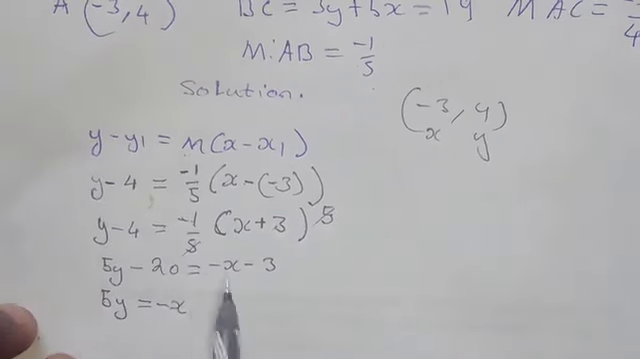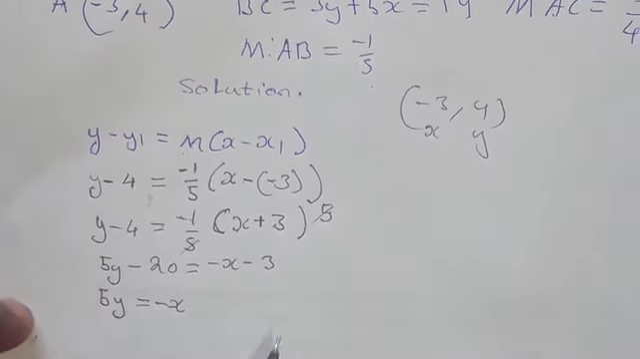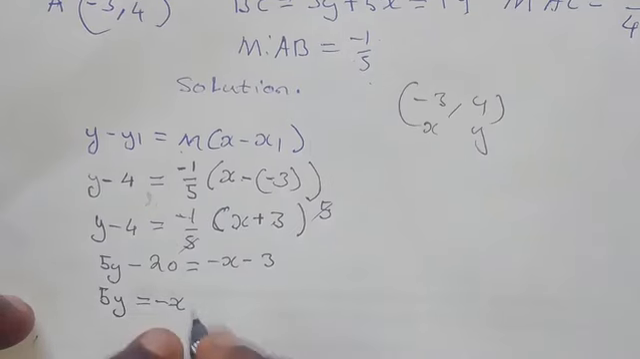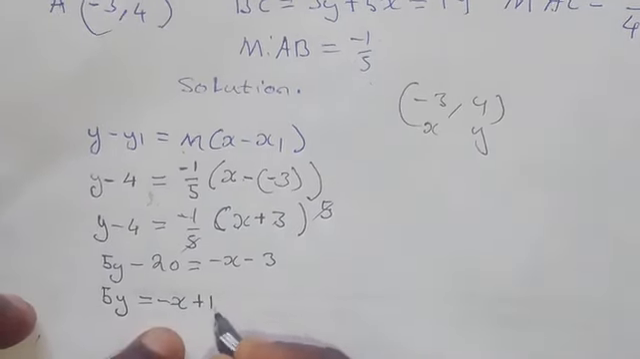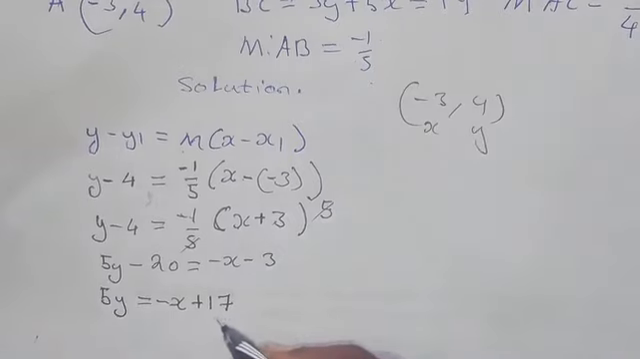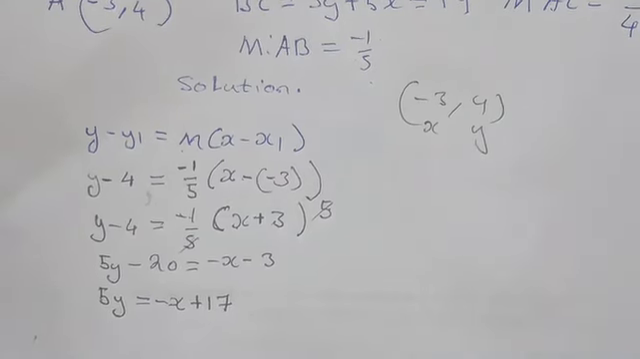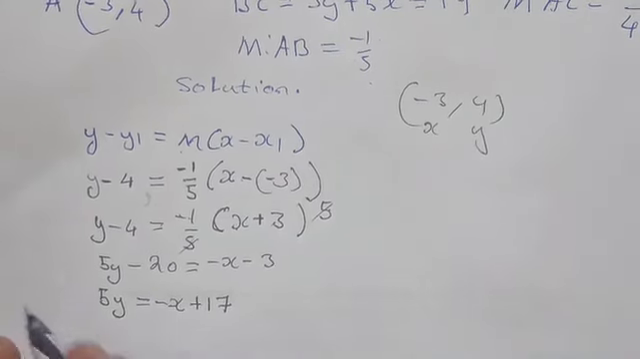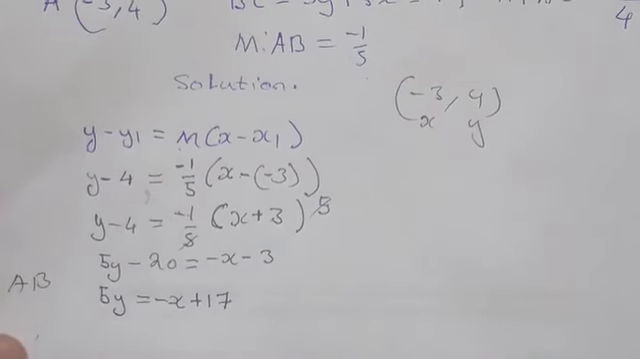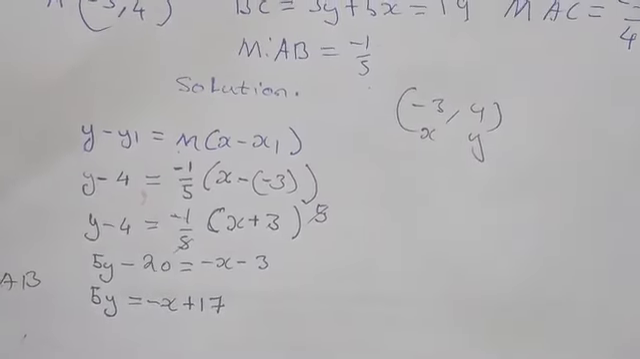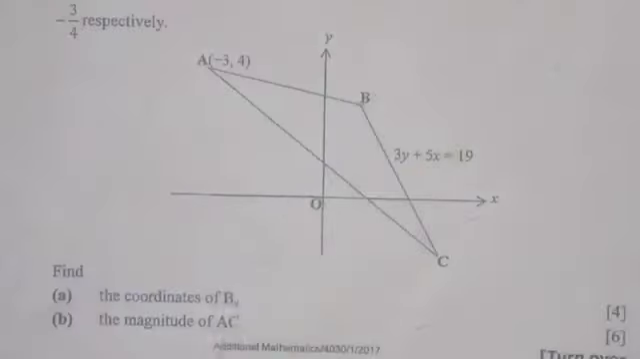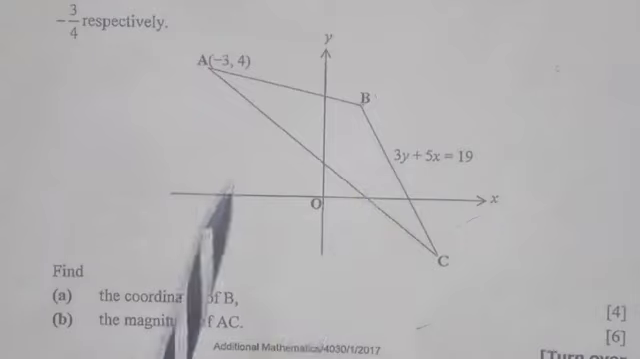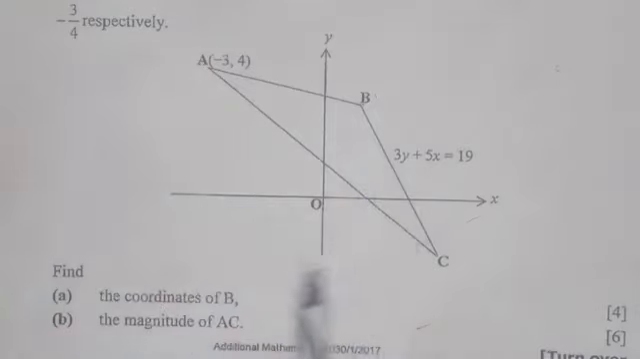When -20 crosses the equal sign to become positive, on this side we're going to have -3 plus 20, which will give us +17. Okay, -3 plus 20 to give you +17. Okay, so this is the equation of AB. So I said that if you see on the diagram here, the equations AB and BC are meeting here. So let's now solve the equations AB and BC simultaneously.